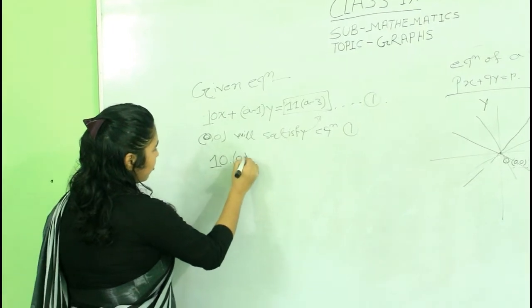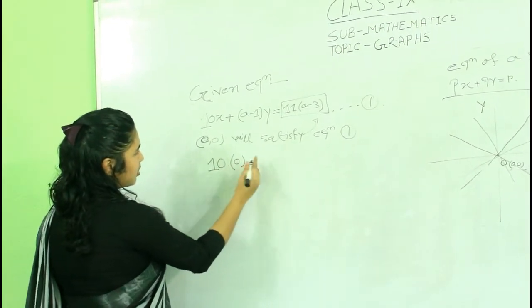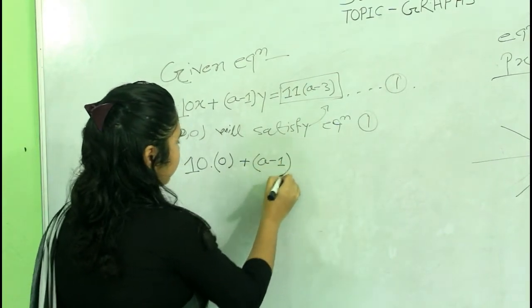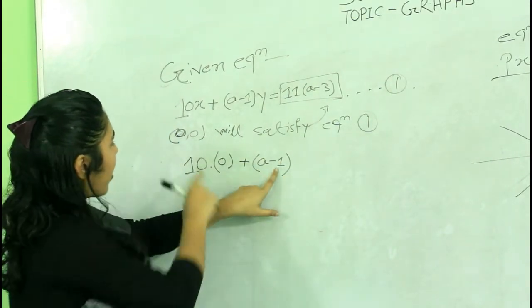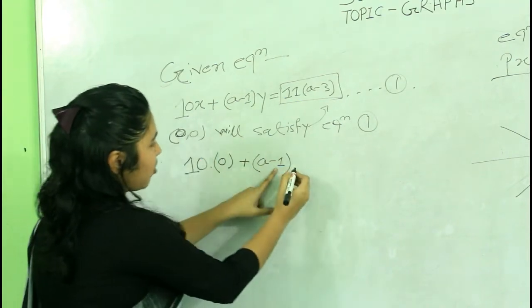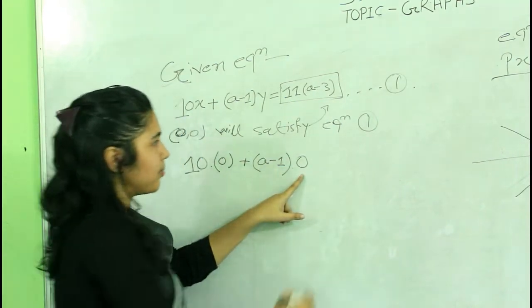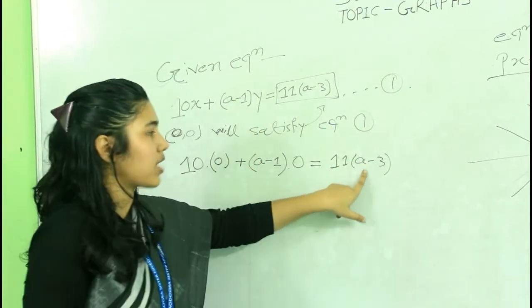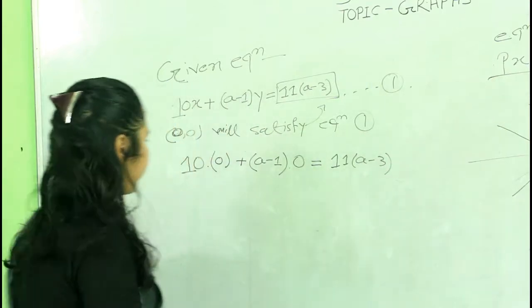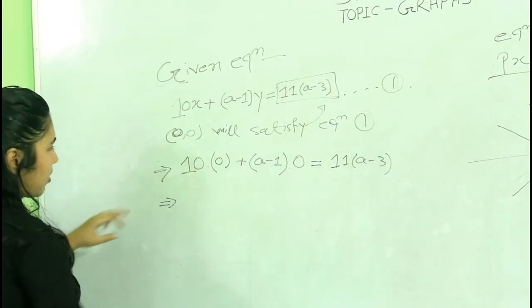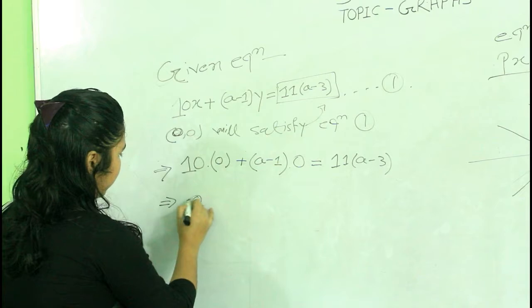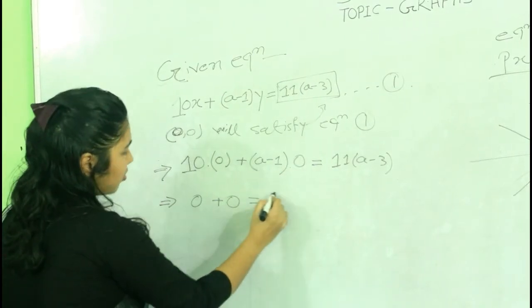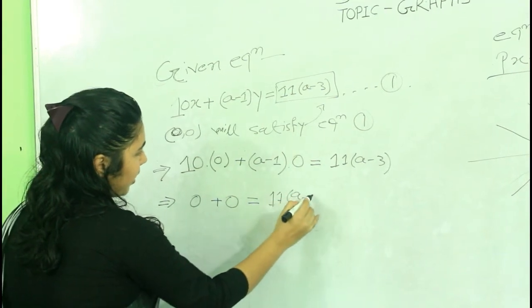So put 0 in place of x, that means 10 into 0 plus, here the value of q is a minus 1, into y, that means the coordinate of y is also 0. So put 0 in place of y, and this is equal to 11a minus 3. Suppose this is the value of r. Next, 10 into 0 is 0, plus a minus 1 into 0 is also 0. So this is equal to 11a minus 3.